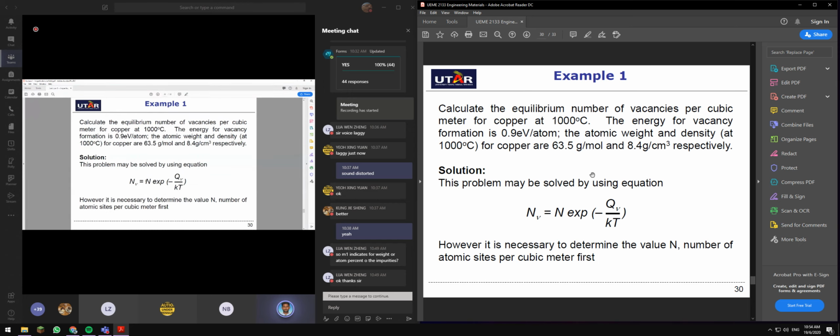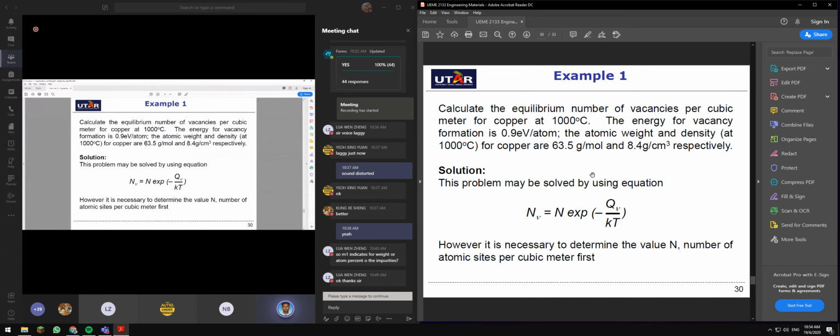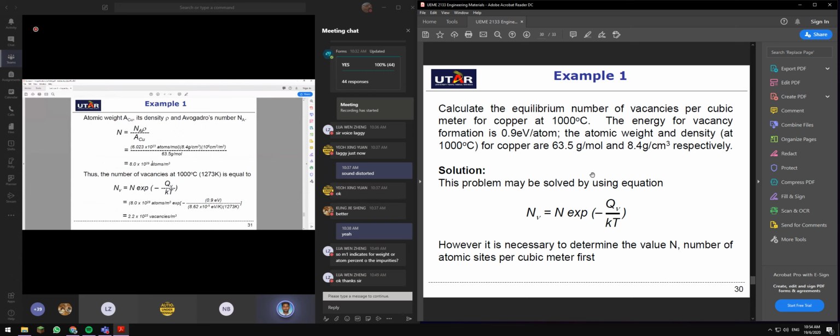So first you need to find N, the number of atomic sites per cubic meter. Per cubic meter means you take Avogadro's number of atoms times the density, where the density must be changed into meter cube, divided by the atomic weight of copper, which is 63.5. Then you have the number of atoms per meter cube.